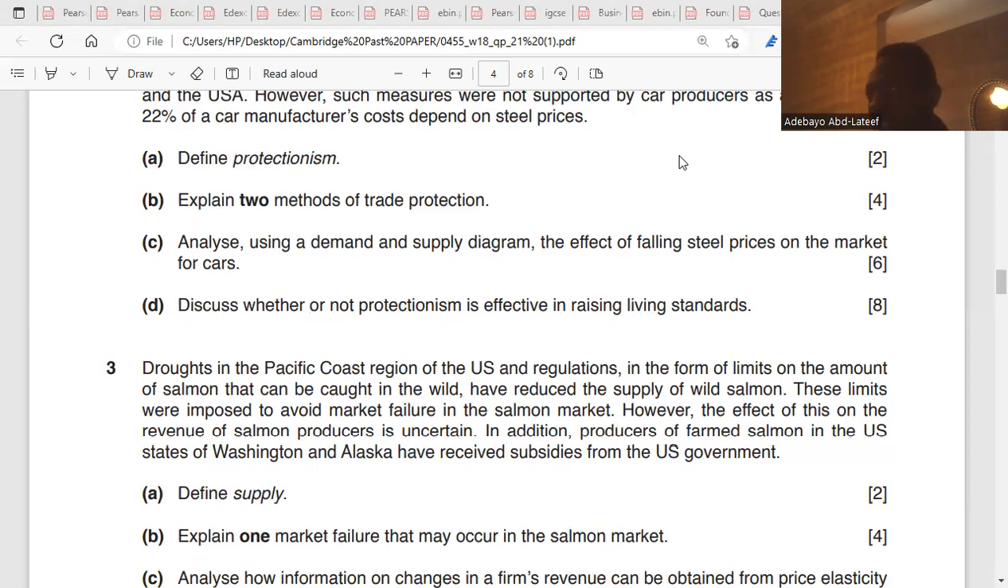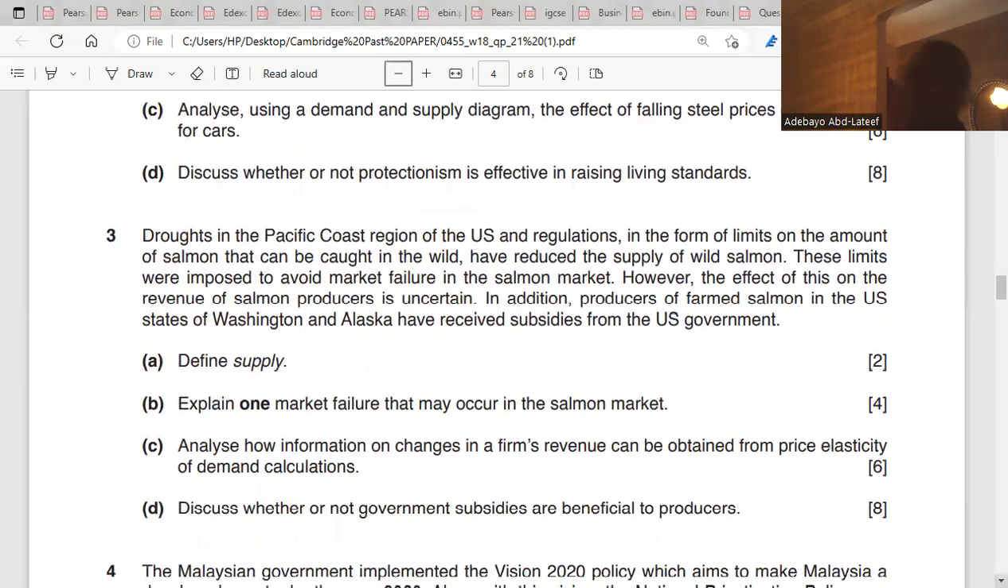Thank you. So define supply. Supply is the amount of goods and services producers are willing to produce at a given price and time. I think that is clear. So they said, explain one market failure that may occur in the salmon market. What is market failure? Market failure occurs when the market forces for demand and supply become inefficient. Market failure also means that the social cost of production exceeds the social benefit of production. Market failure also means that more negative externalities occur in the cost of producing goods and services.